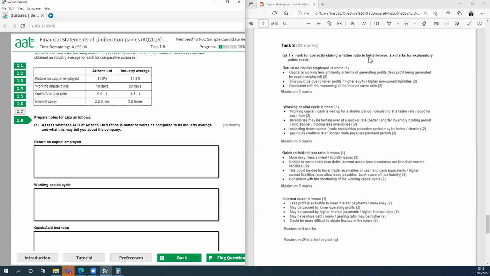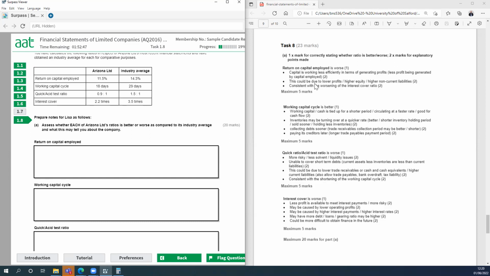So first one, is it better or worse? Well, it's clearly worse. The reasons for that, so the capital is working less efficiently in terms of generating profit, i.e. less profit generated by capital employed. That's just explaining the obvious, isn't it? Because you know the ratio, don't you? You did it in the previous question.